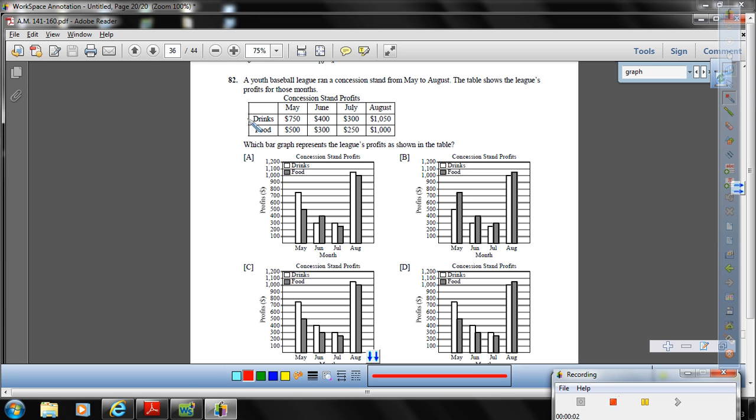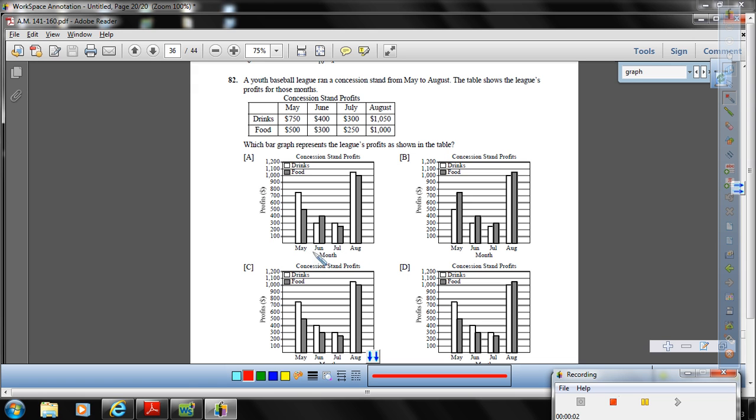We can see they have listed food and drinks separately, and then they have each month, May, June, July, and August, with all of the amounts that they sold. Which bar graph represents the league's profits as shown in the table?